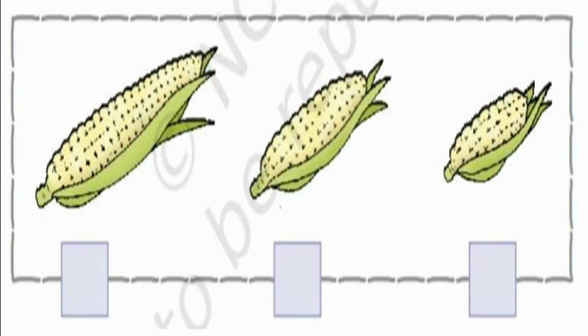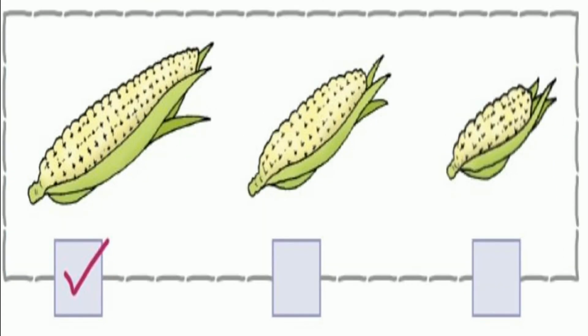Next, children, here you can see three corns are given. We have to tick the longest corn. Observe and tell me, children, which is the longest one, first, second or third? Yes, the first one is the longest. We shall tick the first corn.